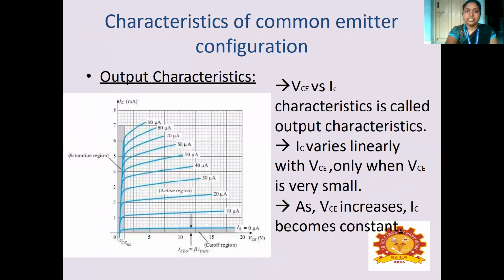Next comes output characteristics. So output characteristics here, output voltage with respect to the output current. That is VCE with respect to the output current we are going to derive. That is called output characteristics. IC varies linearly with VCE only when VCE is very small. You can see here there is a linear variation. Like you have 3 different modes shown here, shaded part, saturation, active, and the cutoff region. You can see here there is a linear variation like 0, 10, 20, 30, 40 in terms of microamps. So as VCE increases, IC becomes constant.